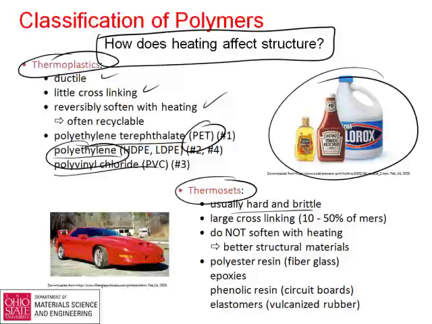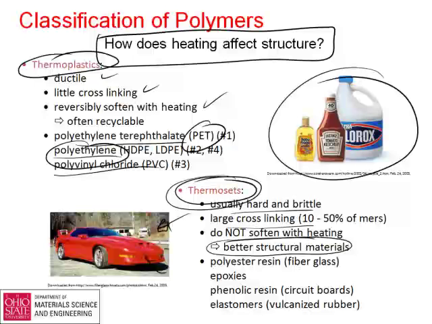Thermosets are usually more hard and brittle. You can do things with them like Corvette bodies, which are things like fiberglass, glass fiber mixed with epoxy. There's a lot of cross-linking. They don't soften with heating. They can be better structural materials. The reason thermosets are used so often generally has more to do with the fact that they're easier to process into shapes like this.